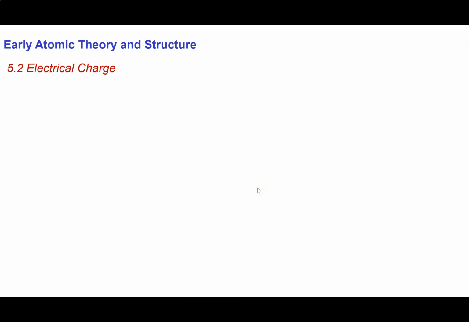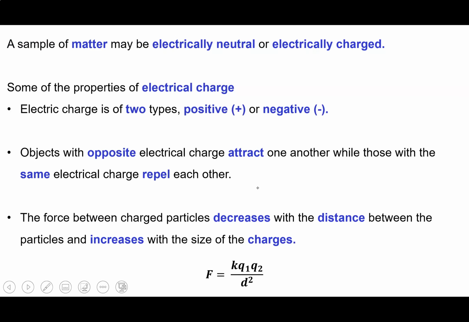So before we move on too far in developing the atomic theory, we need to consider a property of matter called electrical charge. So what is electrical charge? A sample of matter might be electrically charged. If it isn't electrically charged, it's described as being electrically neutral. So there are really only two options. A sample of matter is either electrically neutral or electrically charged.